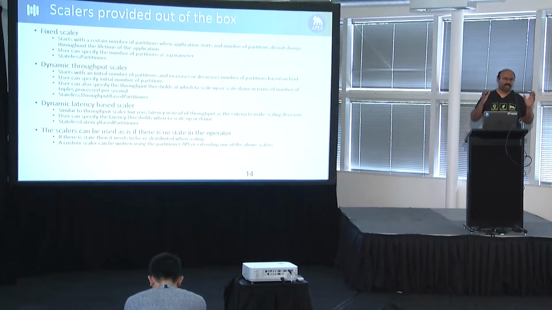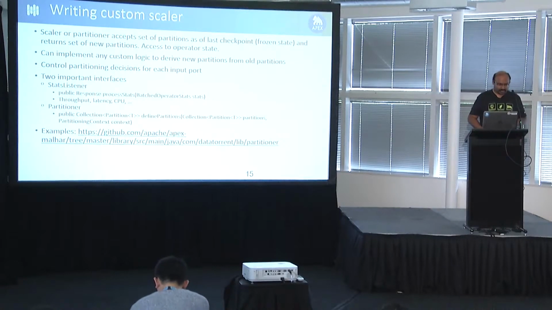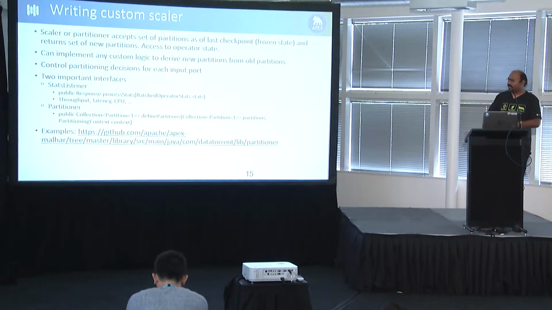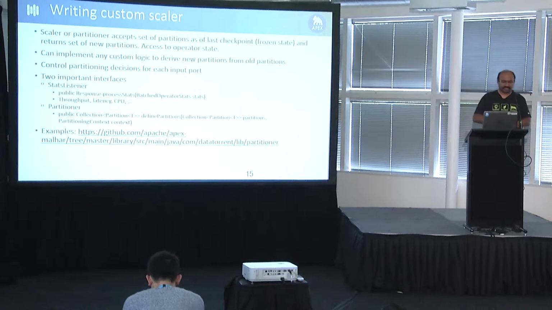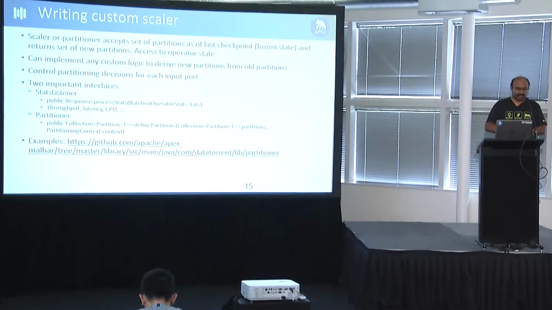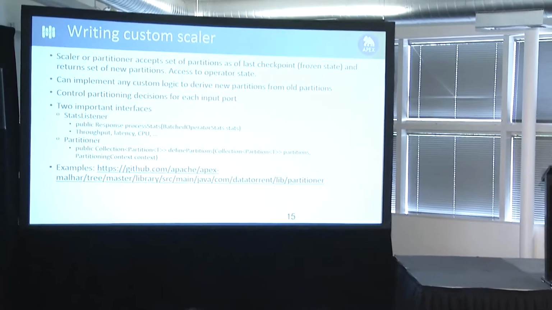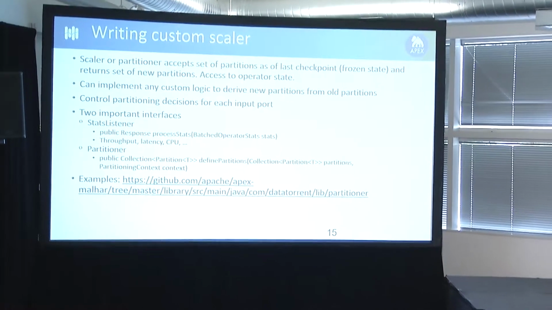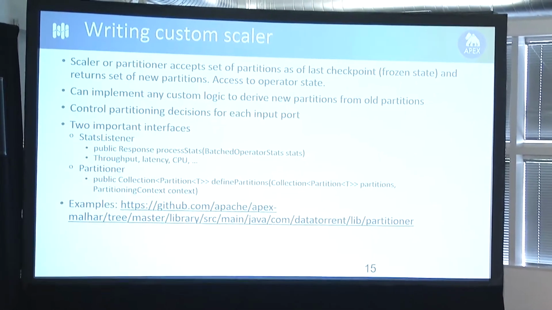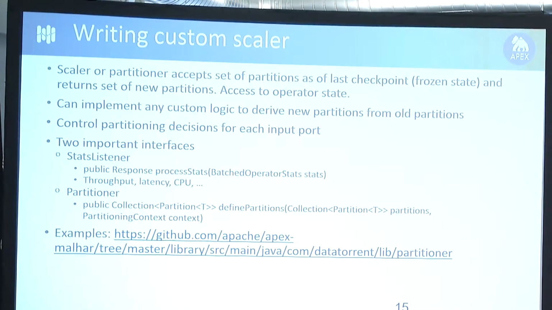So if you want to scale based on time of day, like let's say you're expecting a lot of data at 10 a.m. and you want to scale at 9:30 a.m. and be ready for it, you can write your own scalar, right? If you're writing a scalar, typically you would implement two interfaces, a stats listener and a partitioner. The stats listener is the one that's given the stats, and it can look at the stats and make a decision to partition. All it tells the engine is, okay, it's time to partition now, right?